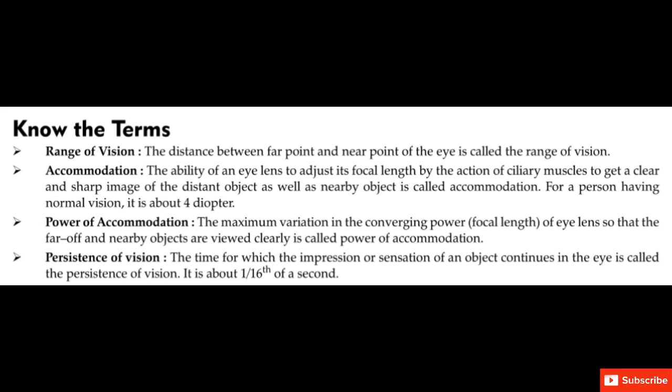Next is accommodation. Accommodation is the ability of eye lens to adjust its focal length by the action of ciliary muscles. Next is power of accommodation. Power of accommodation is the maximum variation in the converging power of eye lens so that the far point and the nearby objects. Persistence of vision.